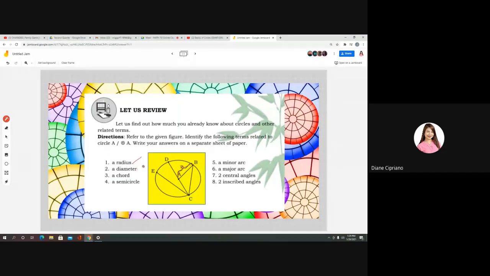How about the diameter? Who can help me to check where the diameter is in this given picture? All of you can edit our Jamboard because you are all editors of this Jamboard. Yes, I saw Angel. The diameter she is referring to is from letter D to C. Okay, good. How about the chord?